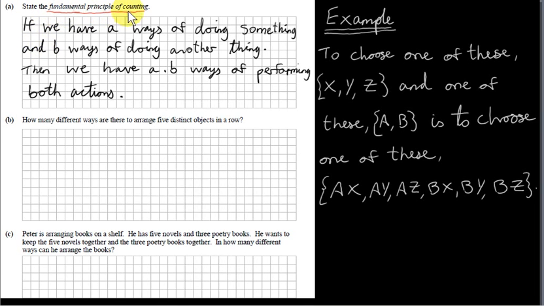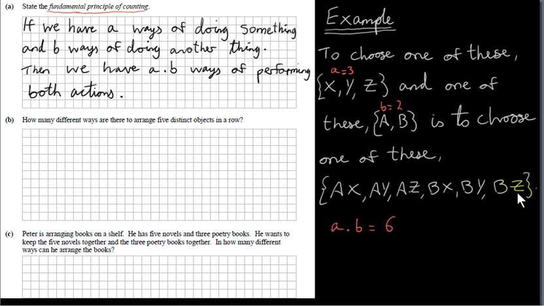The fundamental principle of counting states that if we have A ways of doing something and B ways of doing another thing, then we have A multiplied by B ways of performing both actions. For example, we have 3 ways of choosing one of these letters, X, Y, or Z. We have 2 ways of choosing one of these 2 letters, A or B. That means we have 3 multiplied by 2 ways of performing both actions. In other words, we have 6 ways of choosing one of these elements from this set here.